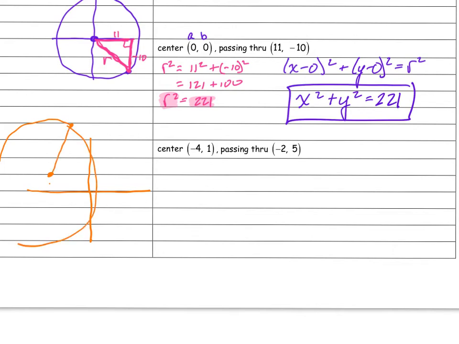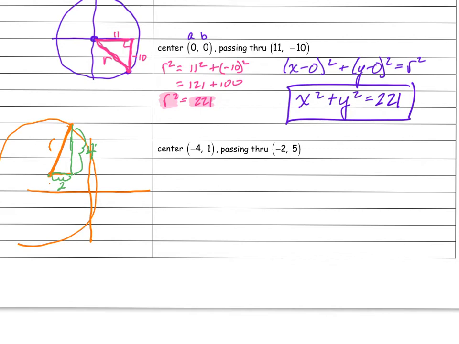So there is my radius. Here's my radius. So I can go over here, and let me get a little different color here. Go over here and here. So I need to know what this distance here is and what this distance here is. Well, this distance here on my x is 2, because this is negative 4, and this is negative 2. The distance between that is 2. And then the distance between 1 and 5 is 4.